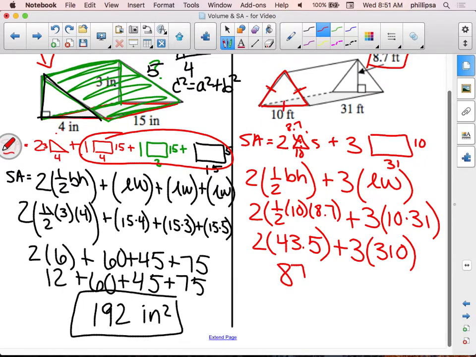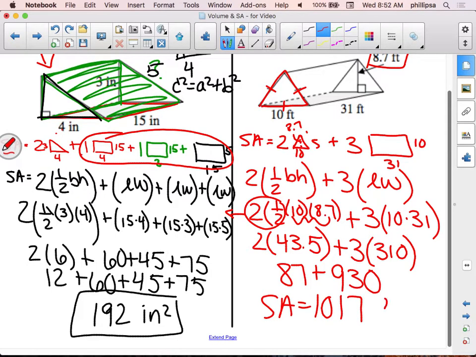So you're looking at covering 87 square feet, and again, that would make sense because remember what I said on that example, that these 2 kind of cancel each other out. So essentially there was that 10 times 8.7 to give you 87. And then your 3 rectangles will cover 930 square feet. And so your total surface area, 1,017 square feet.